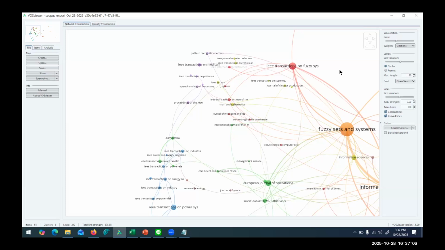Any other question? Yes, sure. Thank you, Doctor, for your presentation. Are there any mathematical models you use in this analysis, or is all the analysis done by the computer?